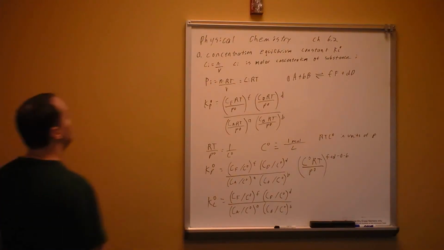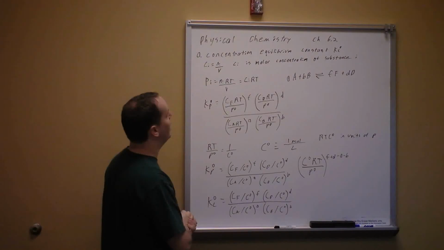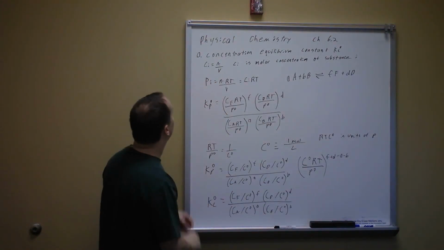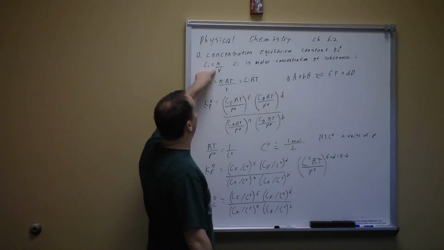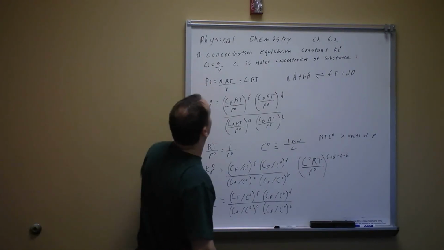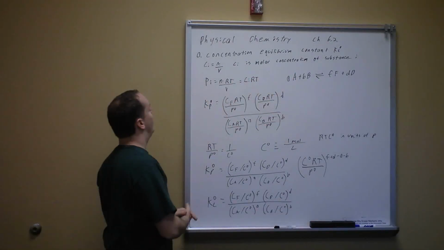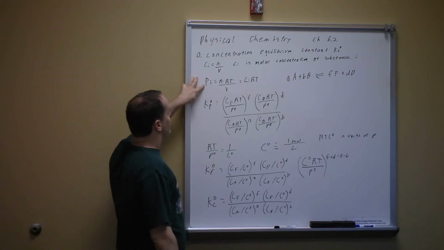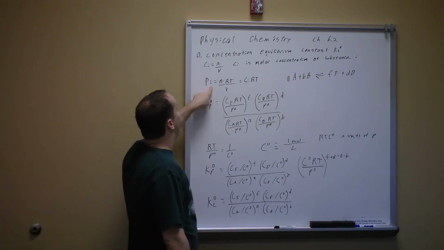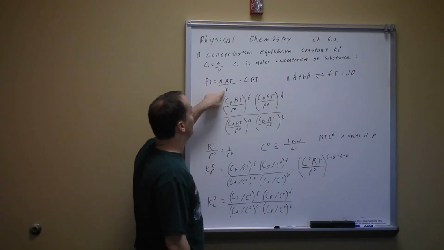Okay, continuing on physical chemistry, chapter 6, section 2, we were talking about the concentration equilibrium constant Kc naught. Now, we know that the concentration of substance i is just the number of moles of substance i divided by the total volume. So c sub i is the molar concentration of substance i, moles per volume. So using PV equals nRT, we know that the partial pressure of i is equal to the number of moles of i times RT divided by the total volume.